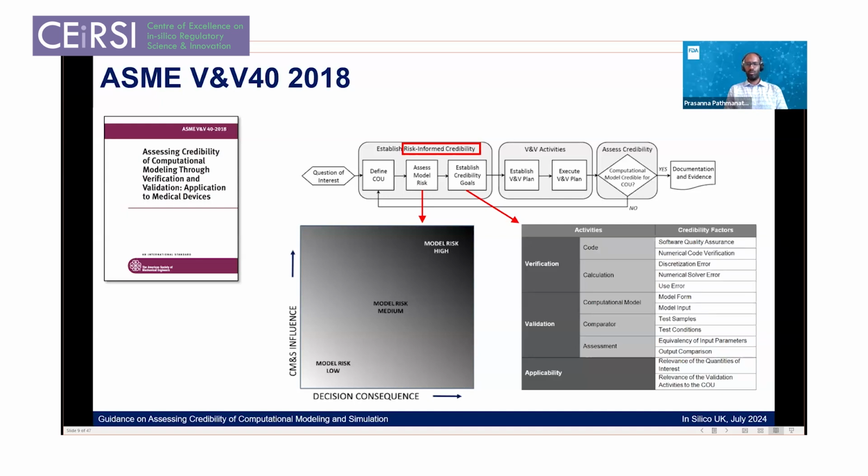Here there's 13 credibility factors. Actually, in reality, there's a few more in V&V40 because many of these are broken down into sub-factors. I think there's 23 altogether. And these are specific considerations related to the verification of the model or the validation of the model, or something called applicability, which asks, how relevant are your validation activities to the context of use?